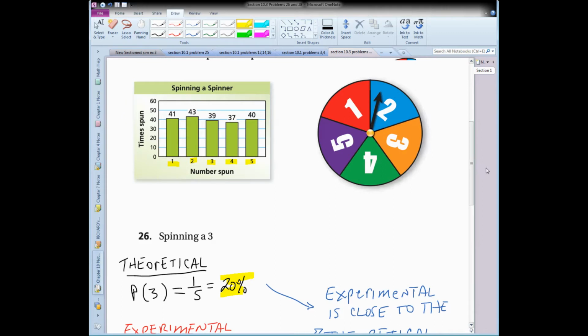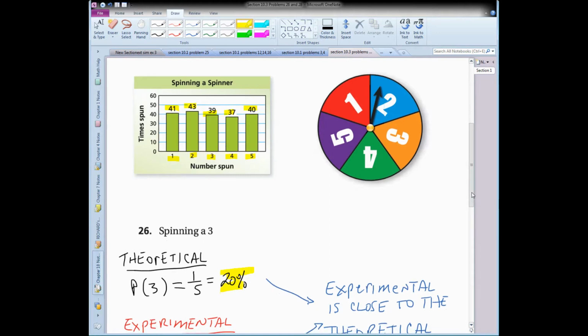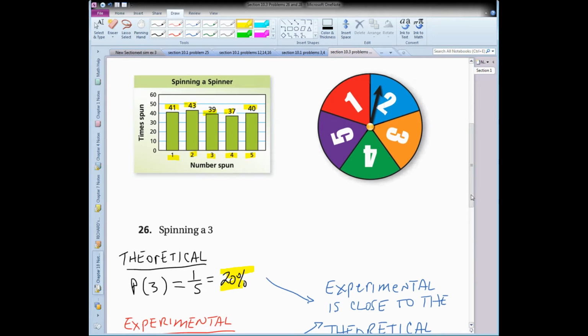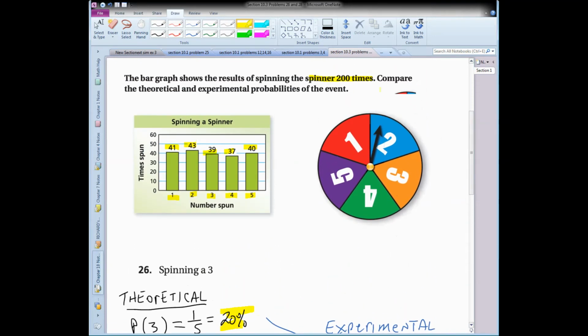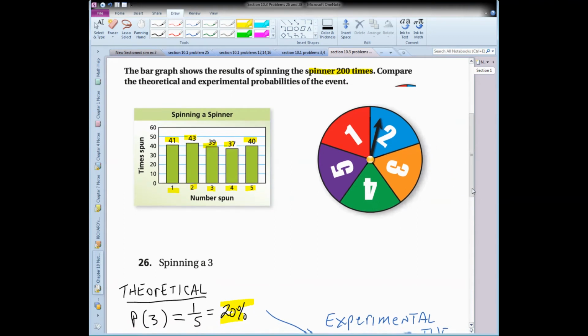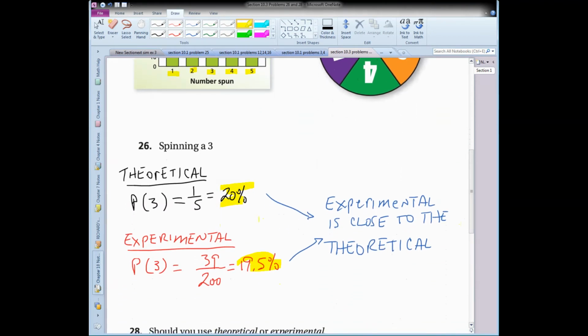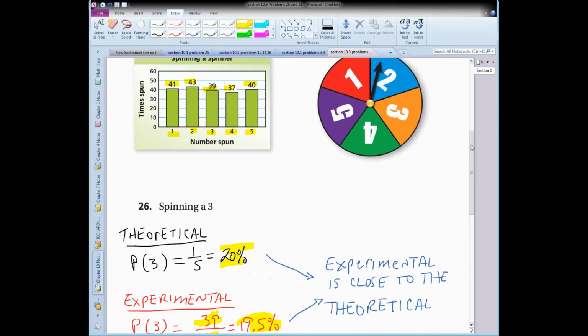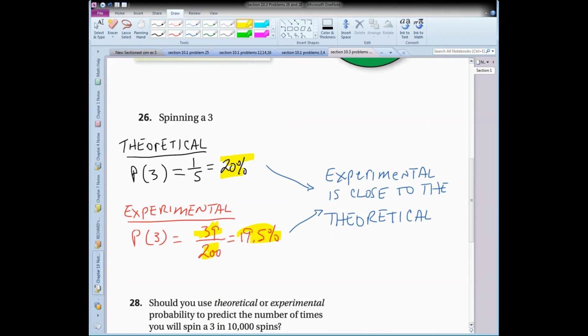What about the experimental probability? Well, I need to add all of these values together to get the total number of times I spun. It actually told me in the problem, but I verified it by adding those up, and I got 200. Okay, how many times did the spinner land on a 3? It landed on it 39 times. So that would be my favorable outcomes. So 39 over 200, put that in my calculator, move the decimal point, I get about 19.5%.